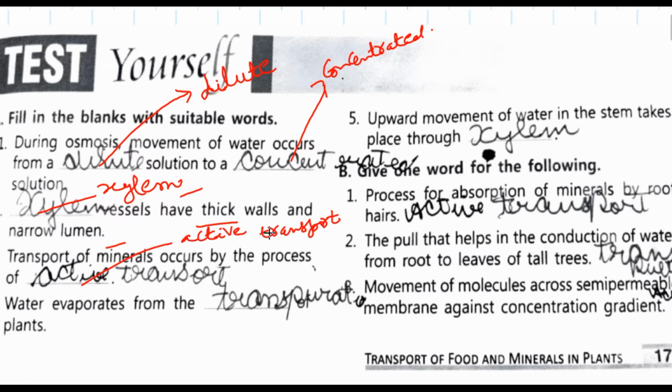Water evaporates from the dash of plants. Here it would be aerial parts. Water evaporates from the aerial parts of the plants. Upward movement of water in the stem takes place through xylem.